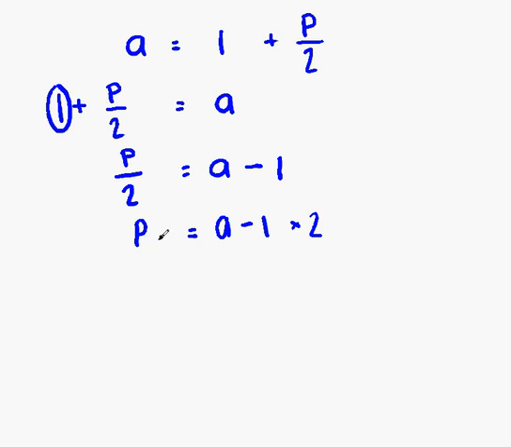Now remember, what we're doing is moving this 2 from the left hand side where it was dividing onto the right hand side where it is multiplying. So we're multiplying the whole of the right hand side, not just the number or the letter. So P equals A minus 1 times 2. So in other words, P equals 2 brackets A minus 1. The subject of the formula is now P, so that is our final answer.